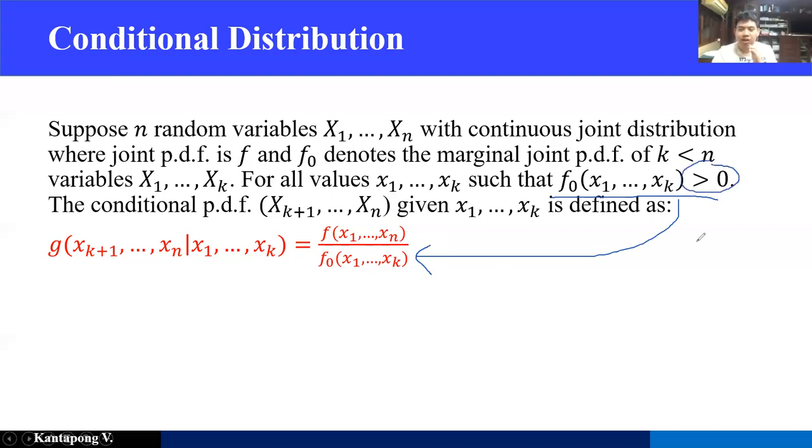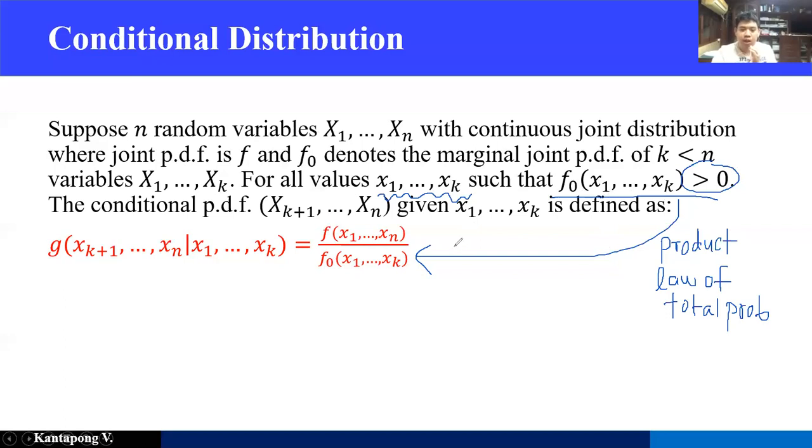But last time, when we talked about the product rule, multiplying this one with this one, and the law of total probability, we do not require this condition. But we require this condition here because we want this to be the denominator. And we define this one to be the conditional variable for convenience, so the order doesn't matter.